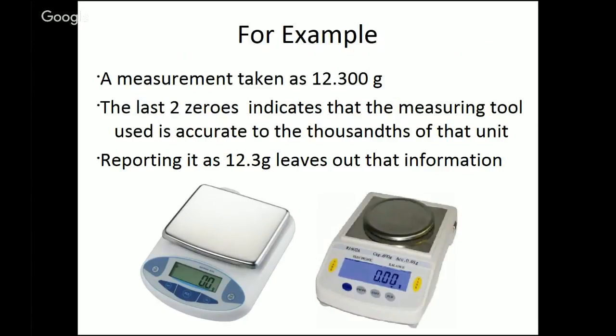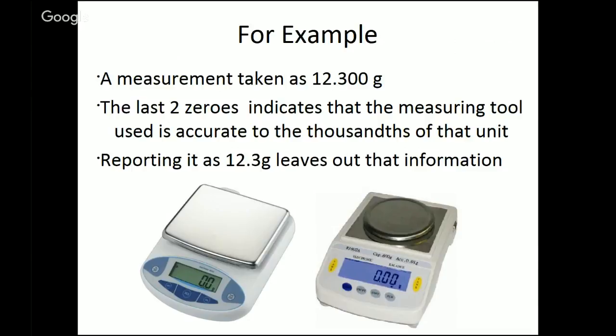For example, here we have two different balances used for measuring mass. And you can see that they measure mass down to different decimal places. The balance on the left only measures down to the 10th place, whereas the balance on the right measures down to the 100th place. So the balance used on the right is more accurate, more precise than the balance on the left. Now, if you were to use the balance on the left to measure the mass of an object, and you reported that mass down to the 100th place, you would be saying that the instrument you used is more precise and more accurate than it actually is, because it can't go down to that decimal place.